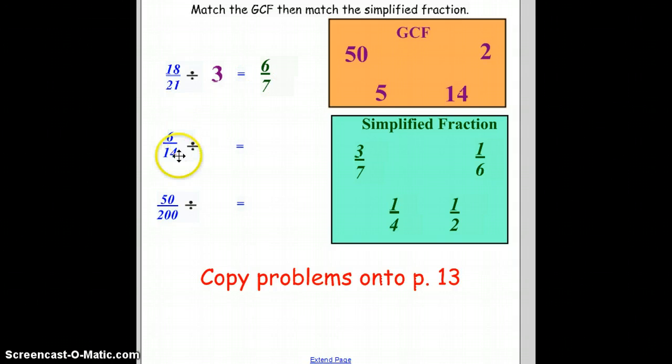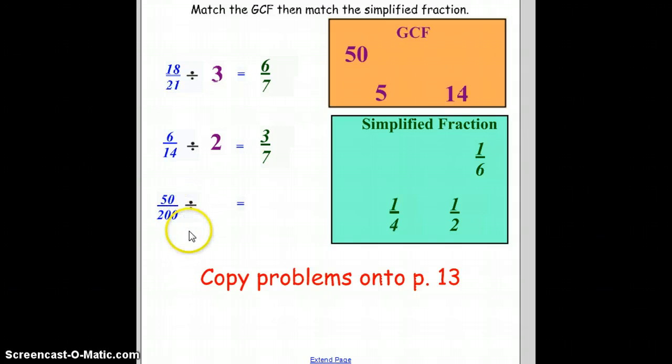Now your turn. Pause the video, copy the other two down in your notebook, find the GCF, and write the simplified fraction. Alright, let's see how you did. 6/14. What will go into 6 and 14? Let's see. Okay, yep, you got it, 2. 6 divided by 2 gives us 3. 14 divided by 2 gives us 7. Therefore, we have 3/7.